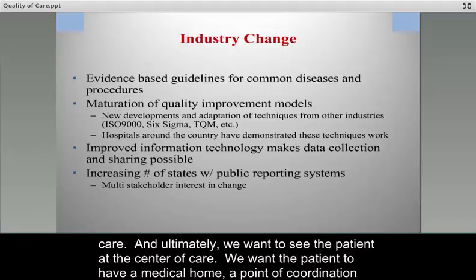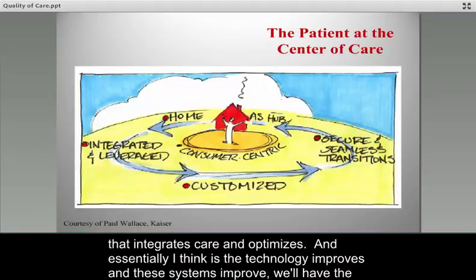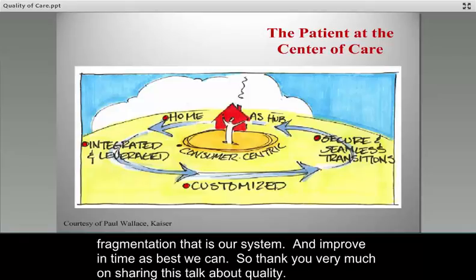And ultimately, we want to see the patient at the center of care. We want the patient to have a medical home, a point of coordination that integrates care and optimizes. And essentially, I think as the technology improves and these systems improve, we'll have the ability to customize care much more to each patient, but also start to see it be somewhat seamless and move away from the fragmentation that is our system and improve in time as best we can.